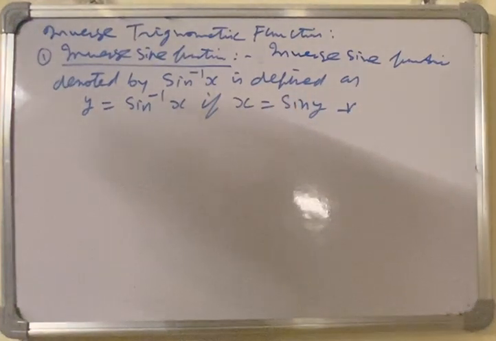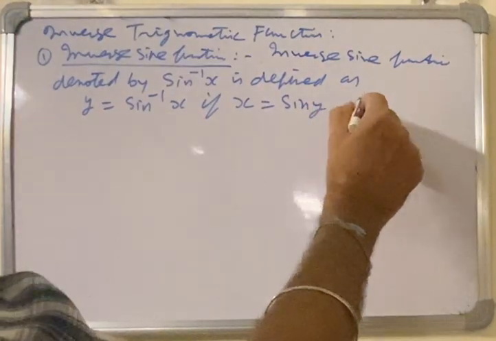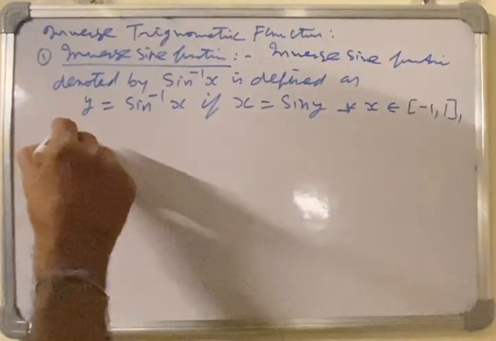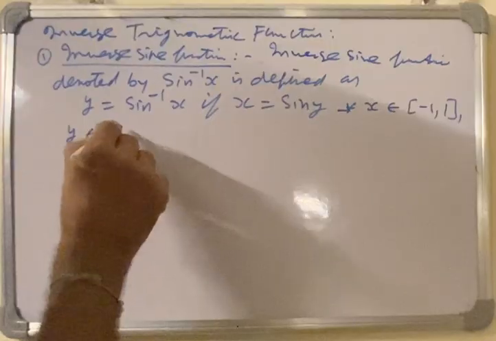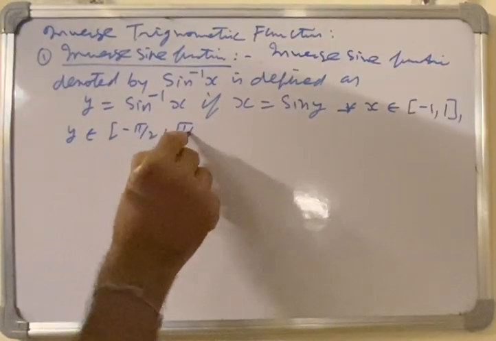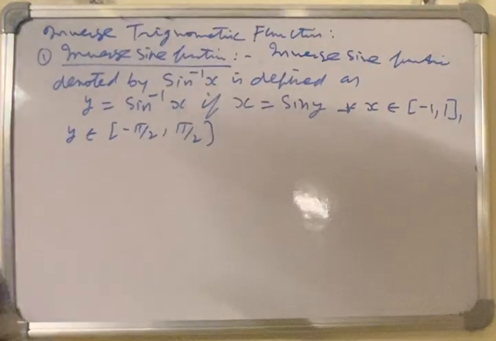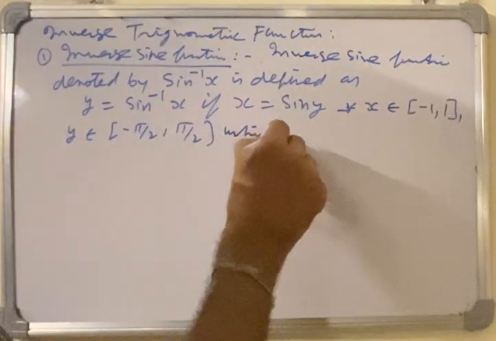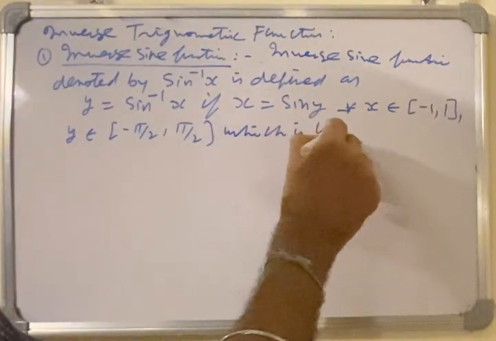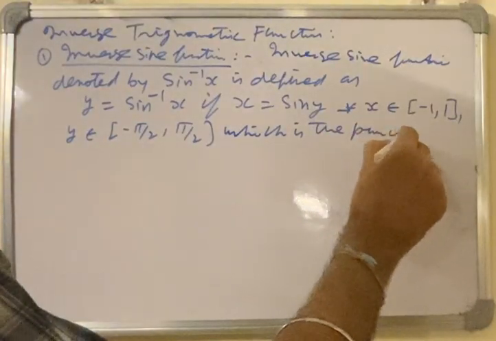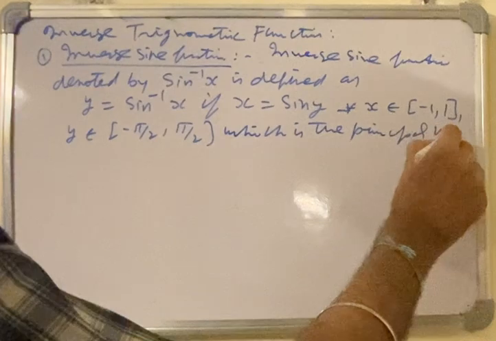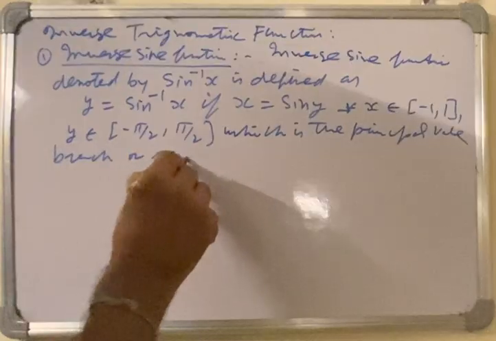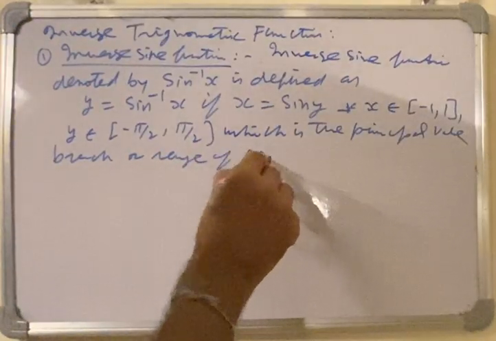For all x belongs to closed interval minus 1 to 1 and y belongs to closed interval minus pi by 2 to pi by 2, which is the principal value branch or range of sine inverse x.